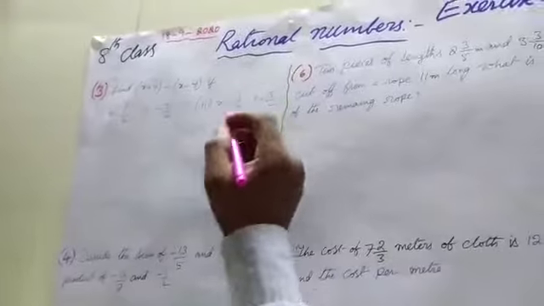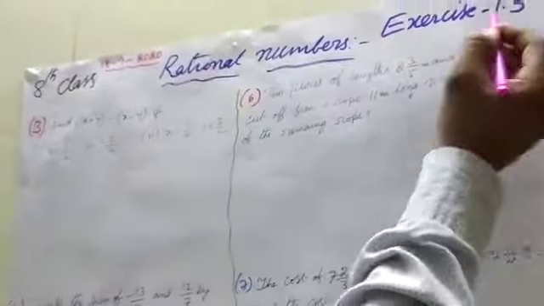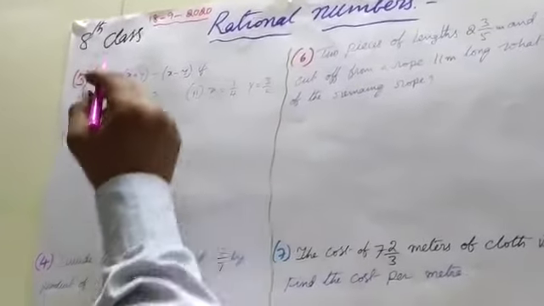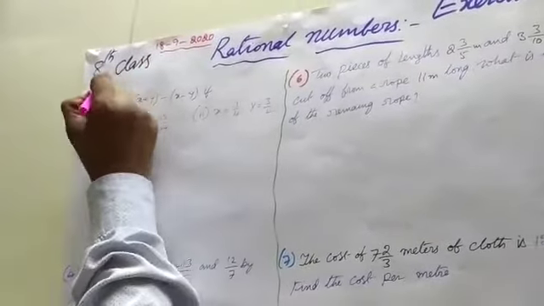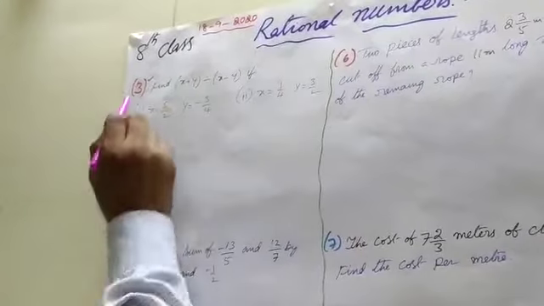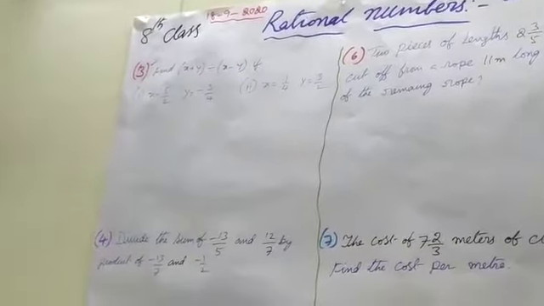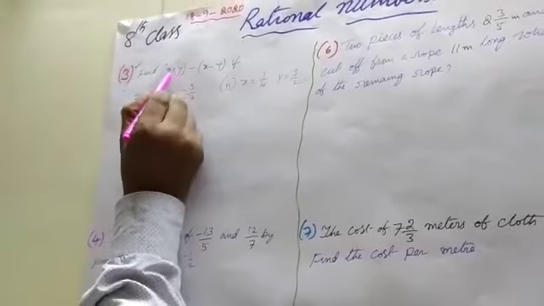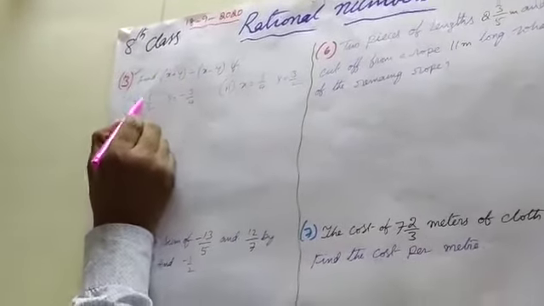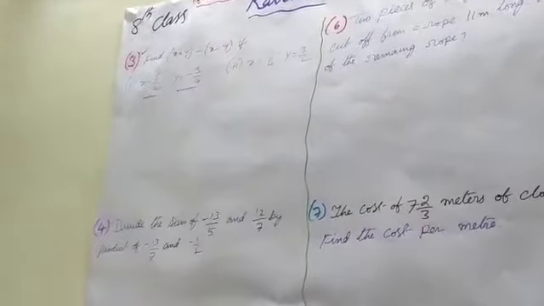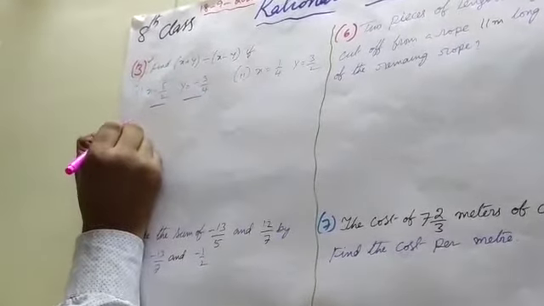Continuation of last class, rational numbers, exercise 1.3, Roman 3. Roman 1 and Roman 2 are already finished. See Roman 3, find (x plus y) divided by (x minus y). First of all, you find x plus y. What is the x value? The x value is given there. You find x plus y.